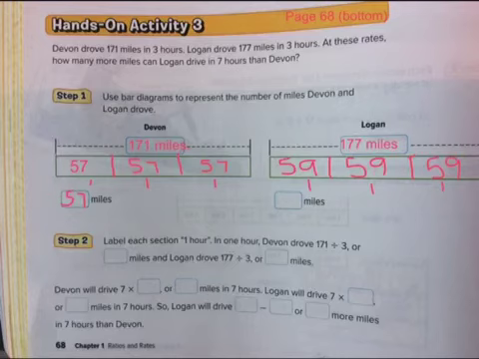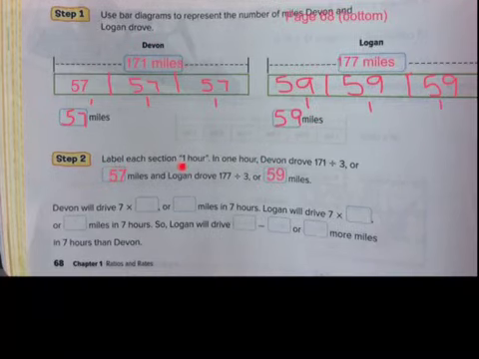Okay, so it looks like Logan drove 2 miles an hour faster than Devin, right? Because 59, 57, the difference is 2. So Logan drove 2 miles an hour faster. Label each section 1 hour. In 1 hour, Devin drove 171 divided by 3, and we know it's 57 miles. And Logan drove 177 divided by 3, which we know is 59 miles.